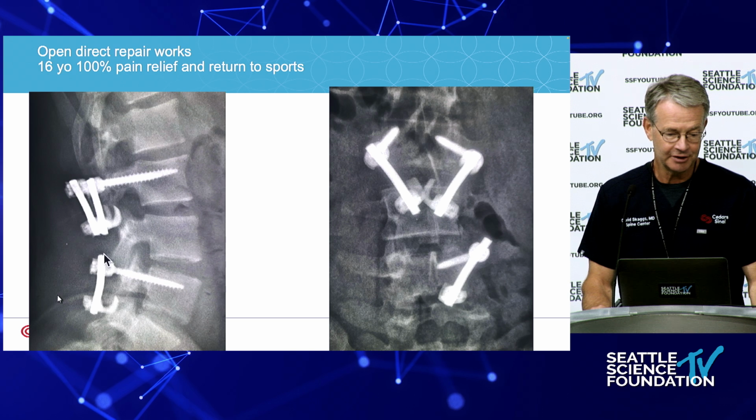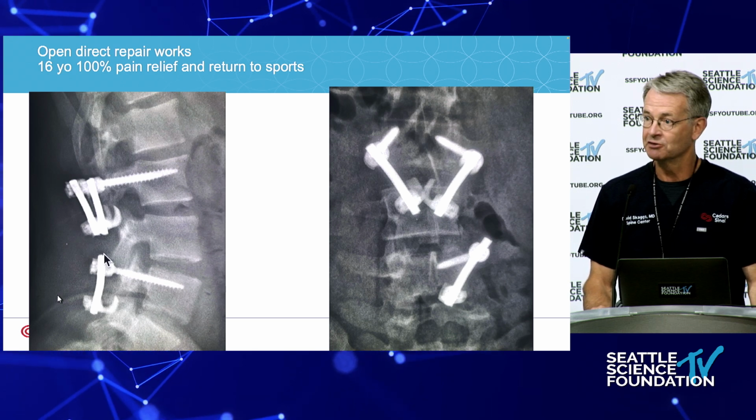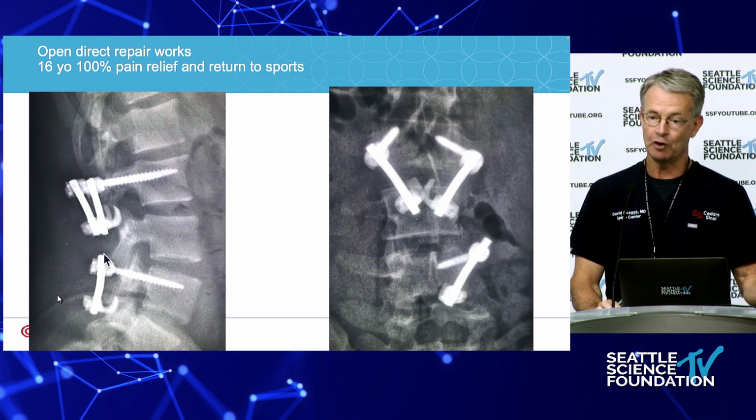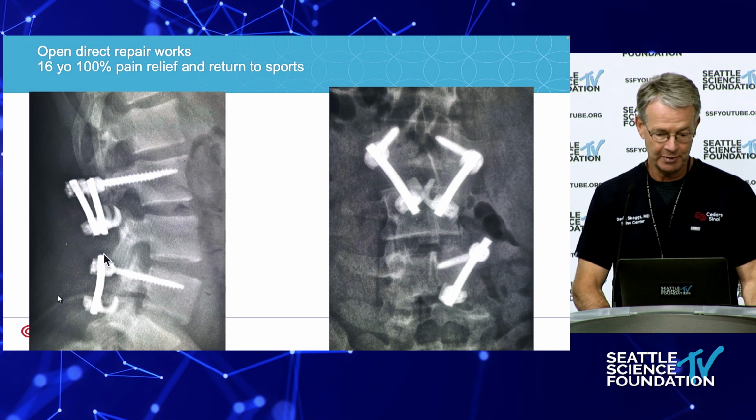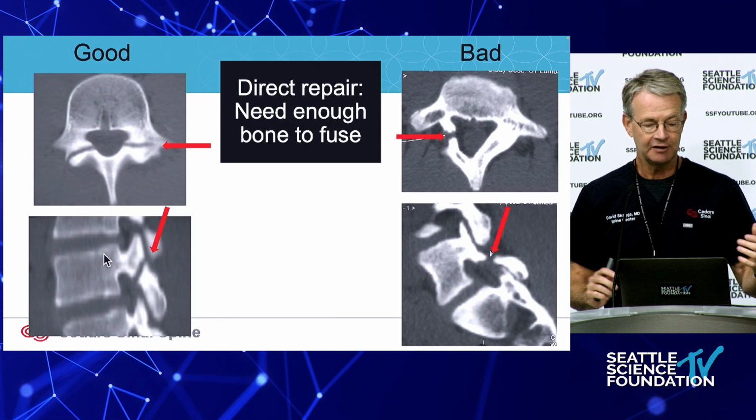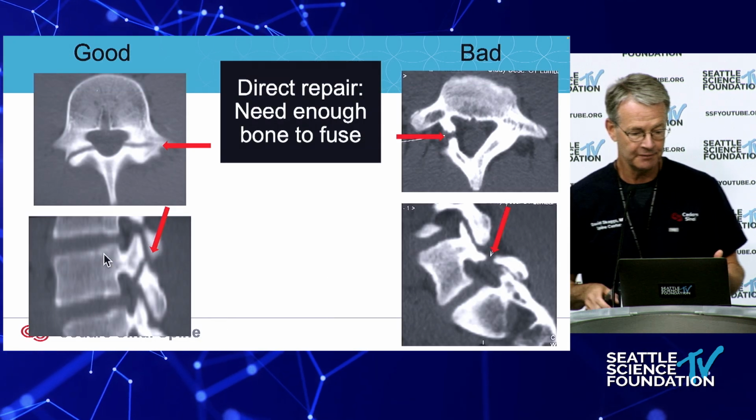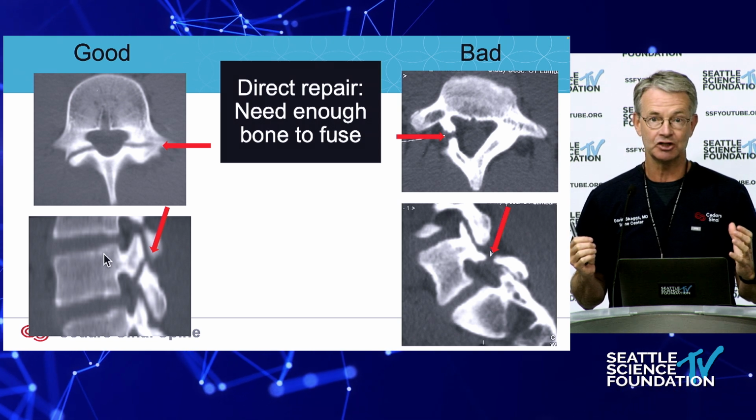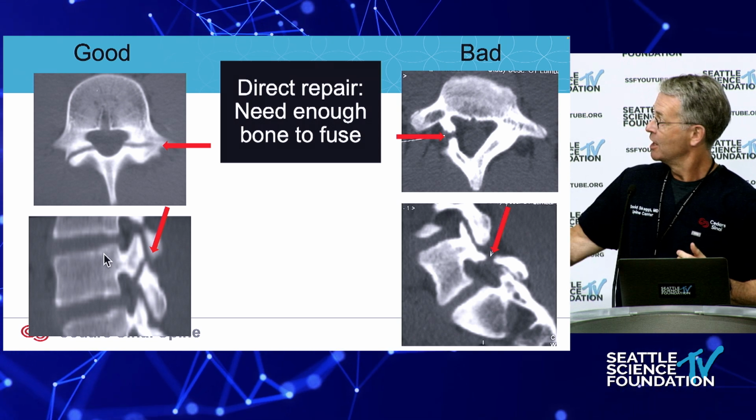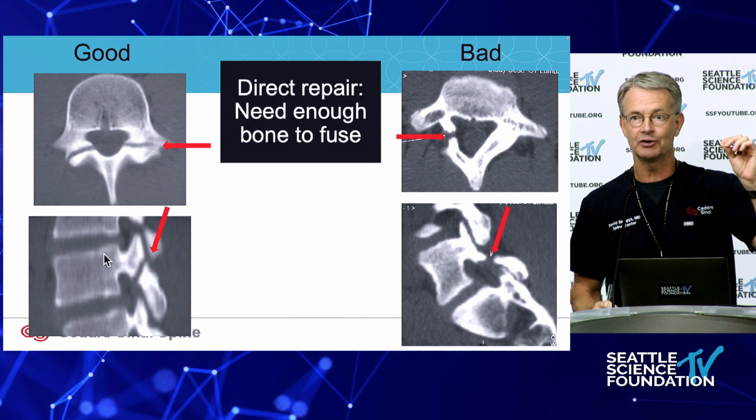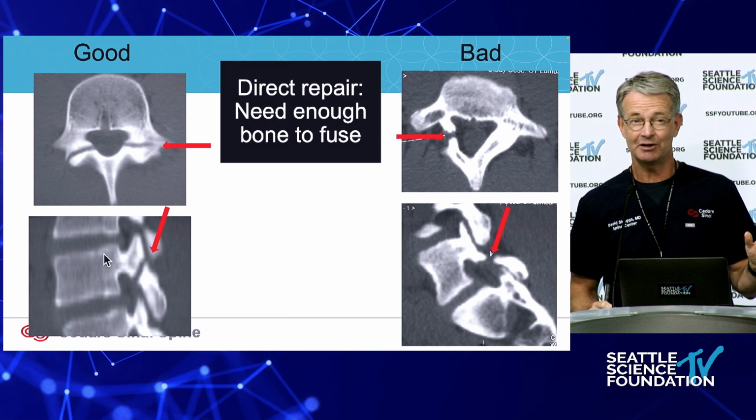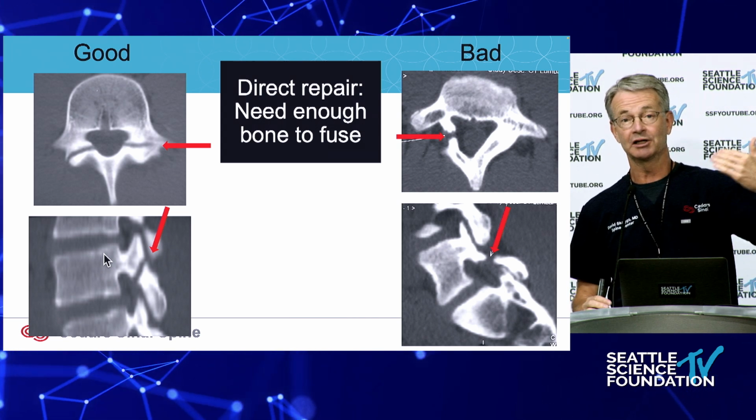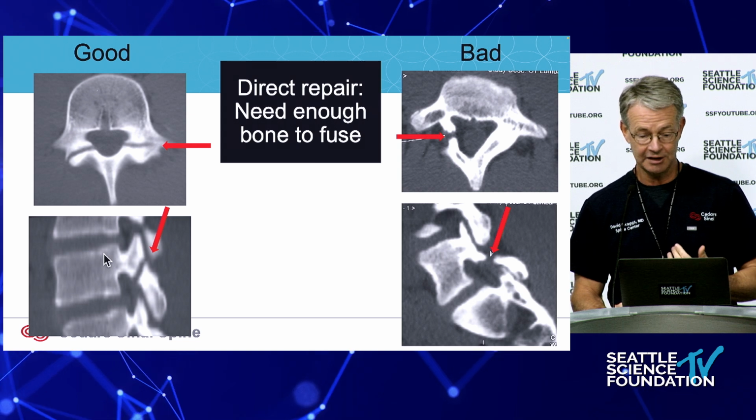So in the old days, I did open direct repairs. It works. It's a fair amount of open surgery, but the kids could tend to go back to sports. And if we're considering a direct repair, what we want to have is a lot of bone surface area next to each other, like we see on the left. On the right, where there's very little bone surface area, direct repair might not work so well there. You might want to lean more towards a fusion in that instance.